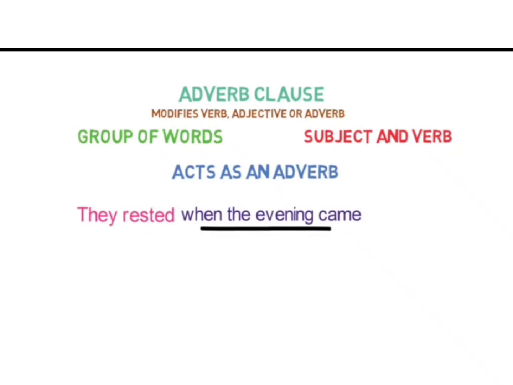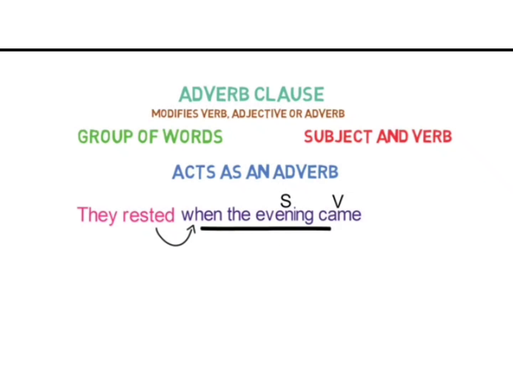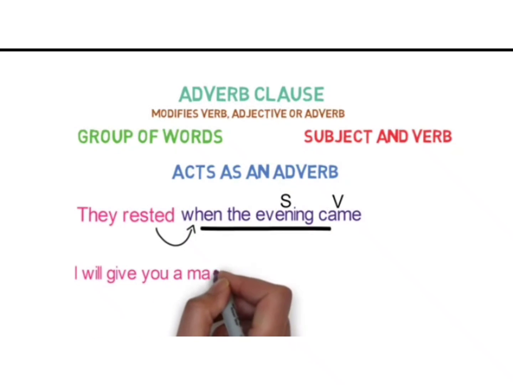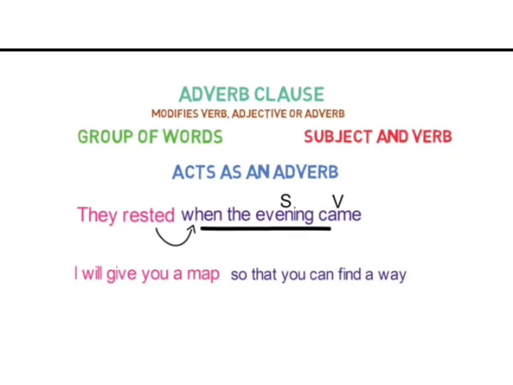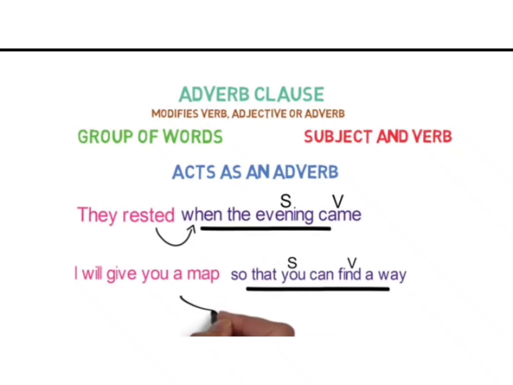When the evening came is the adverb clause here, which has a subject and verb of its own, and it's describing the verb rested, and so it is an adverb clause. Now let's look at another example. I will give you a map so that you can find a way. So that you can find a way is an adverb clause here, as it has a subject and verb of its own, and it is describing the act of giving, which is a verb. So basically this clause works as an adverb.